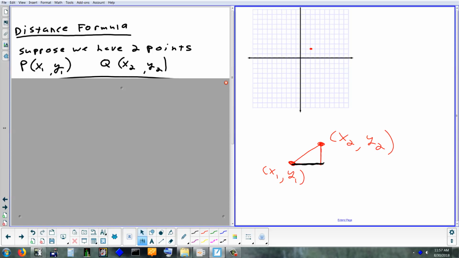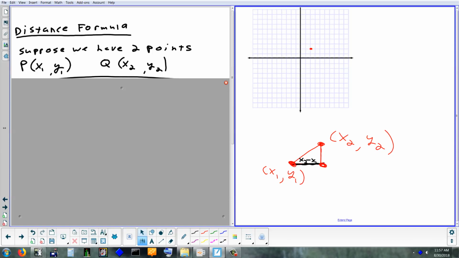The x values, exactly. Just take x2 minus x1, and that's the length of the bottom side. This point is at x1 on the x-axis. This point is at x2 on the x-axis. Subtract them. There's the length of the bottom.